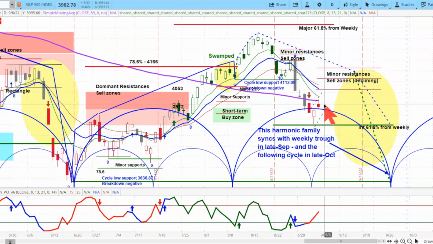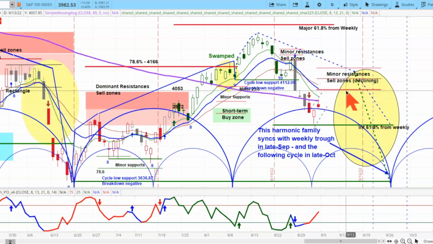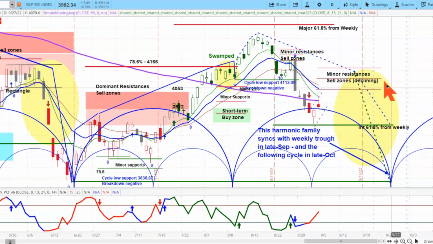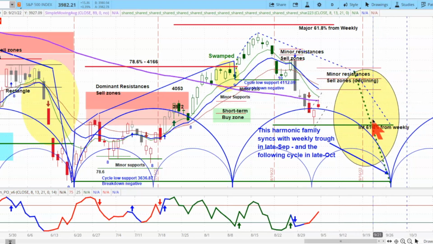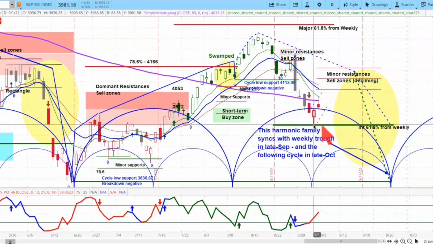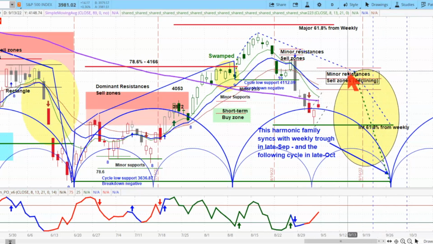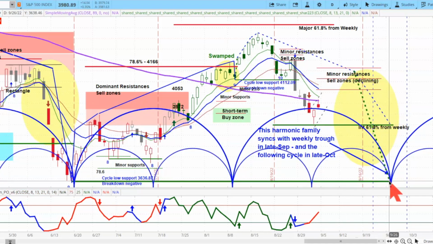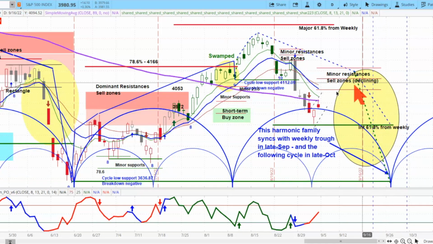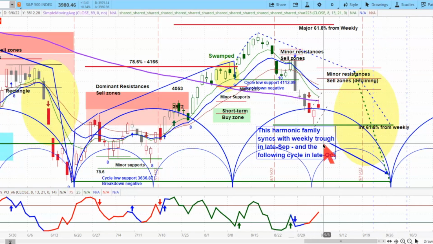It's more likely to get a rally to this area up here, maybe 40.60, and then get into this period of risk. So we're going to look for very low odds that it rallies and only tests 3,900, and very high odds that it comes in here and fails and sells off and tests 36.36 or lower. So this is a very risky period in here as you get out to the end of September. The harmonic family syncs with weekly troughs.